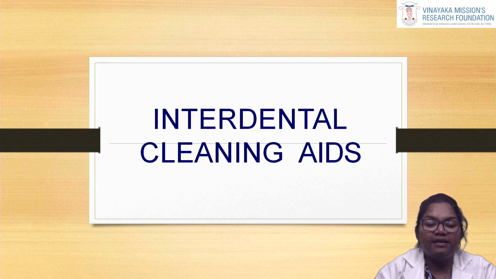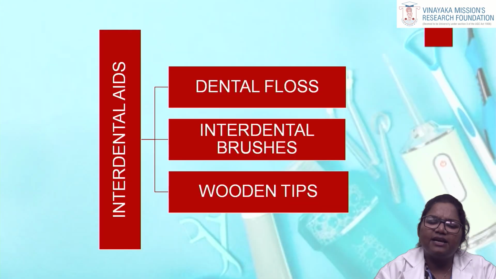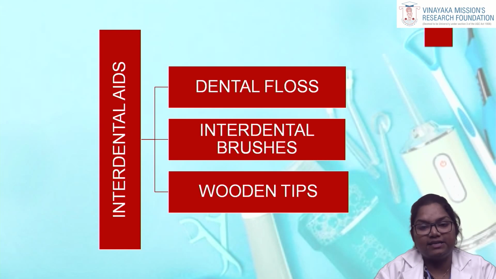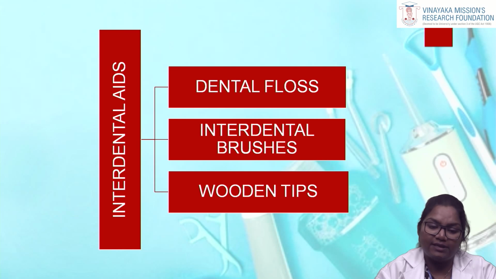Now, moving on to the interdental cleaning aids. Why is interdental cleaning or the use of interdental aids necessary in oral hygiene maintenance? A study has observed that the toothbrushing technique cleans only 58% of your plaque. The plaque is not completely removed with toothbrushing alone. So, interdental aids such as dental floss, interdental brushes, wooden tips, oral irrigators, and tongue cleaners are necessary to remove the complete accumulation of plaque in the oral cavity.